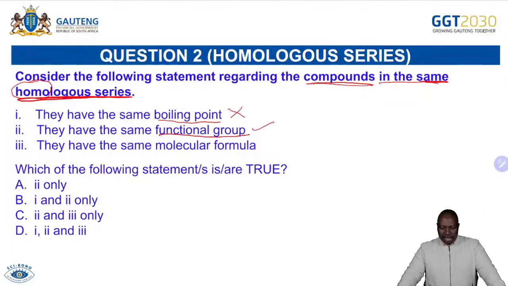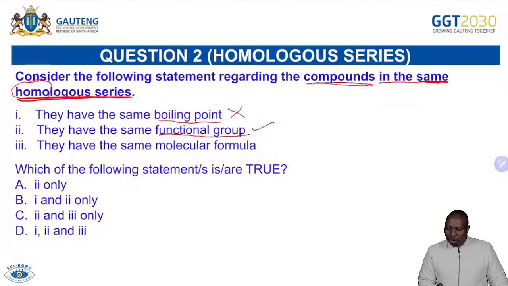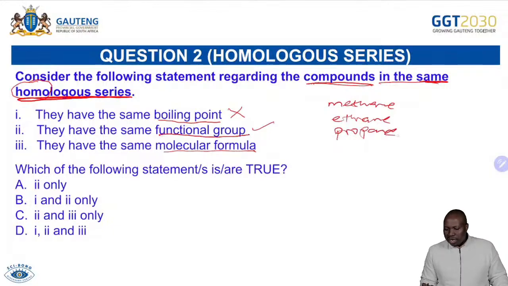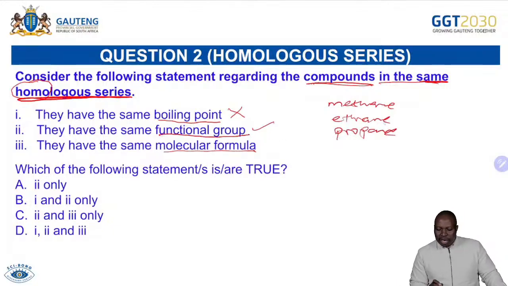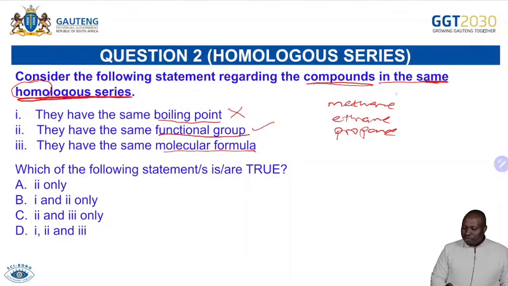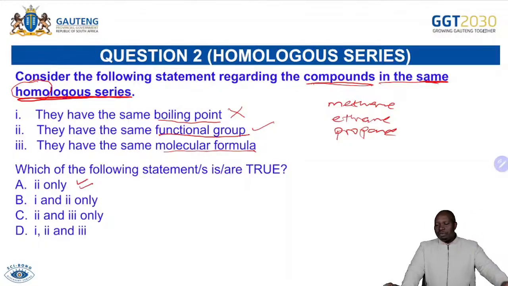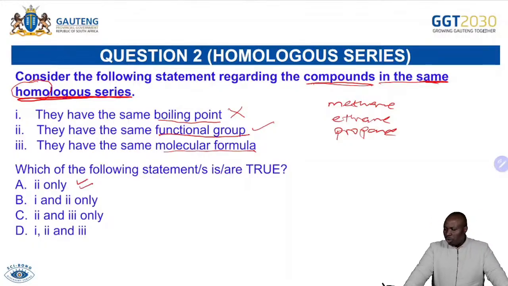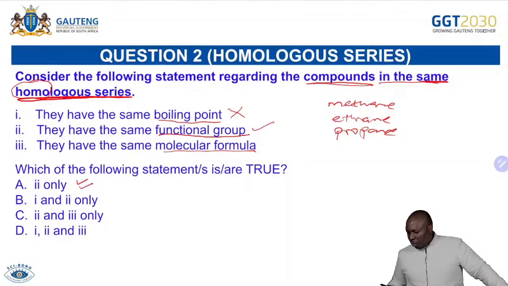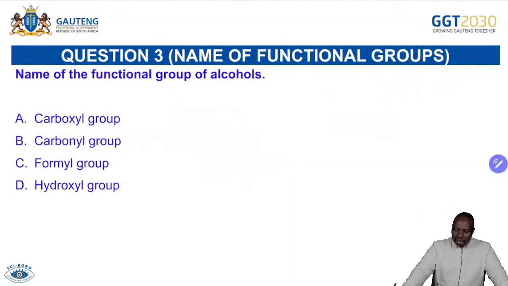Let's look at Roman numeral 3. They are saying compounds in the same homologous series have the same molecular formula. No, I've shown you with methane, ethane, propane. When you look at that, they don't have the same molecular formula, but they belong to the same homologous series. So the only option that is correct there is Roman numeral 2. Then definitely our answer must be A. You see, when you're answering even multiple choice questions, which you are using here for consolidation, you are able to answer with confidence, knowing that you are answering correctly.